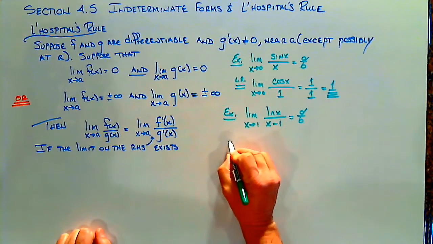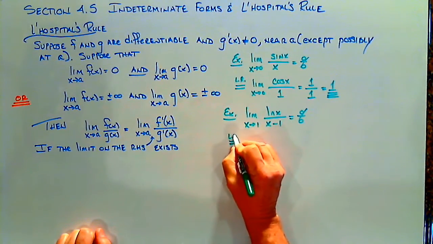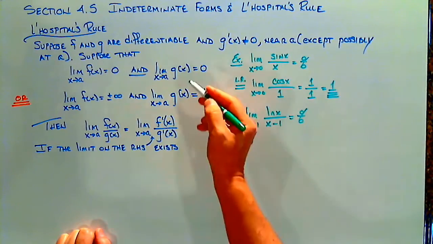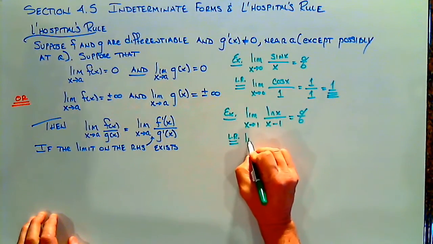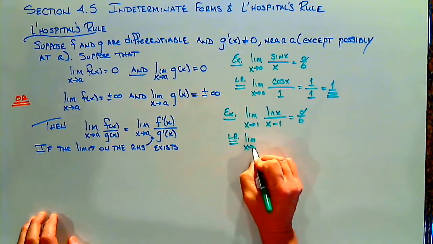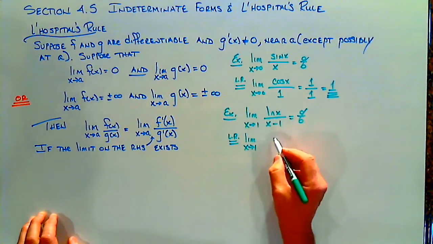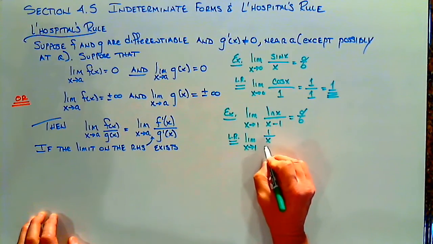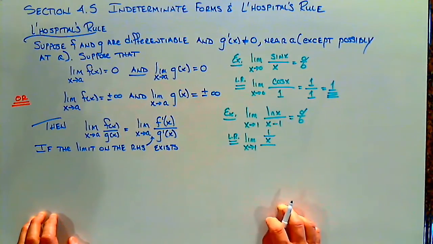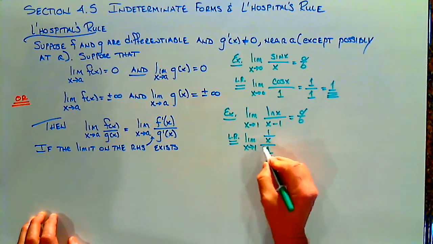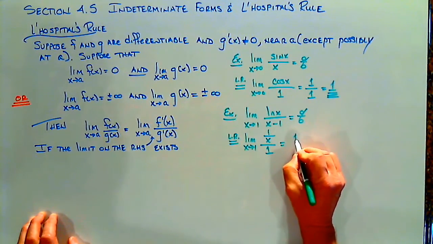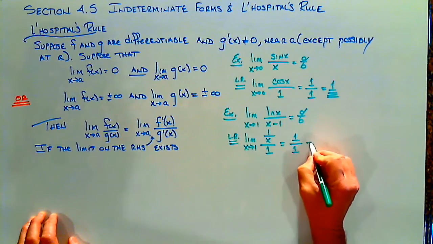Now, where do we go from here? Well, we're going to use L'Hopital's rule. Why? Because we have 0 divided by 0, and L'Hopital's rule applies to 0 divided by 0. So we're going to rewrite this as the limit as x goes to 1. The derivative of the natural log of x, of course, is 1 over x. The derivative of x minus 1 is the slope of the line, which is 1. And now when we plug in 1, we get 1 divided by 1, and we get 1.